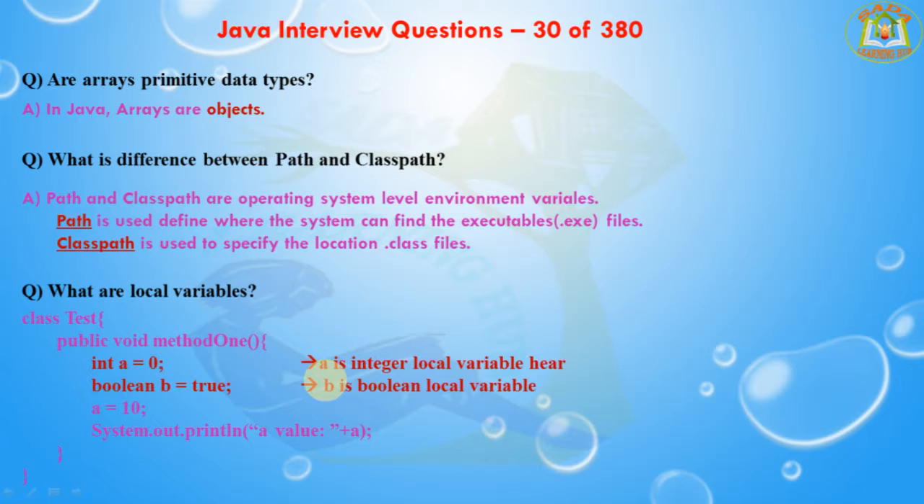If you see this example, I'm creating a public Test class. In this Test class, I'm creating a method one. In this, I'm declaring two local variables. The first one is integer a, and the second one is boolean variable b. These are the two local variables. They are only accessible within this method, and local variables must be initialized.